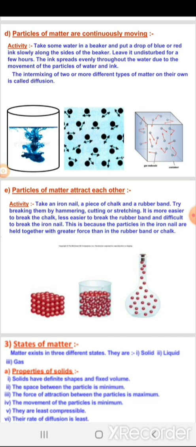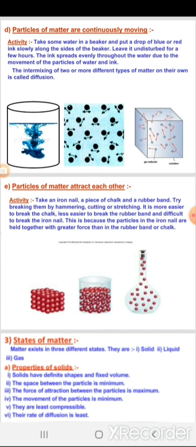For that, we'll take again a beaker, and in that beaker I will add some water and put a drop of blue or red ink or a turmeric along the sides of the beaker. Leave it undisturbed for a few hours and you will notice that the ink spreads evenly throughout the water due to the movement of particles of the water and the ink. The intermixing of two or more different types of matter on their own is called diffusion.